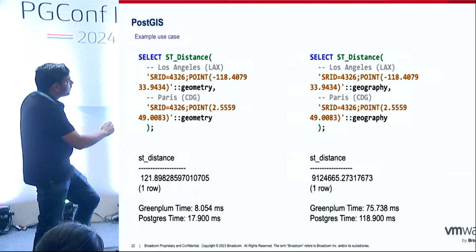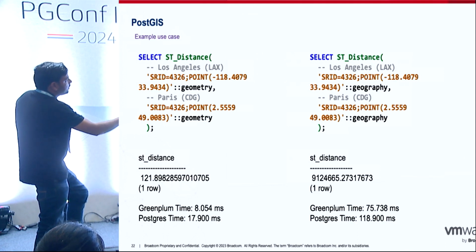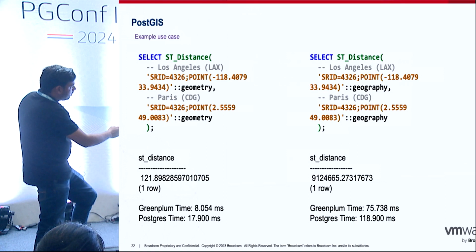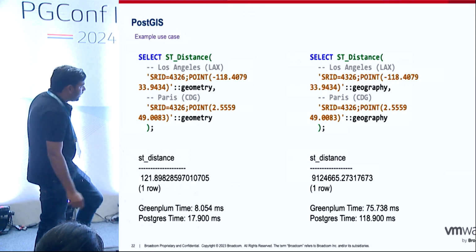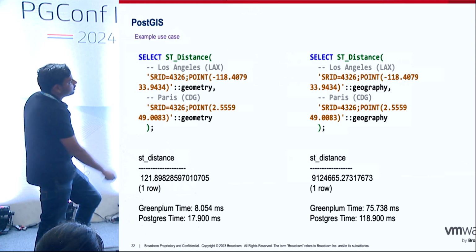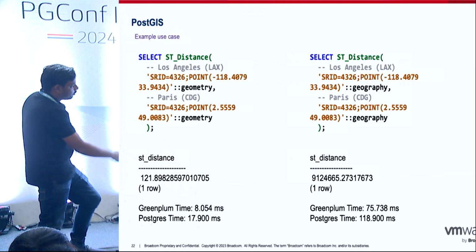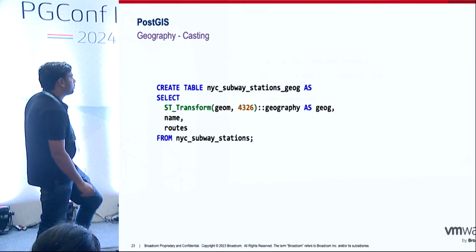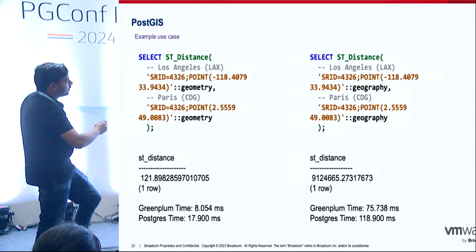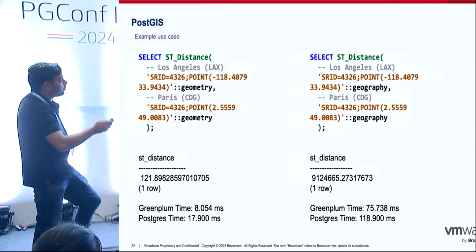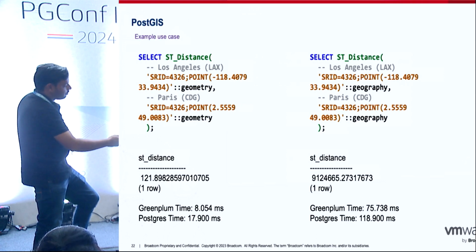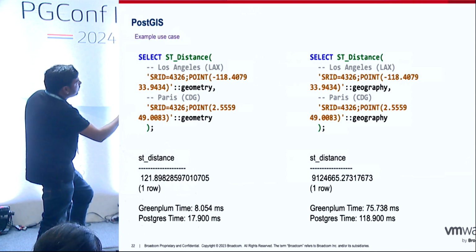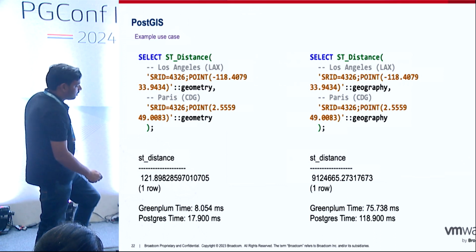You can see the calculation between geometry and geography. Geometry was taking less time, around 8 milliseconds, but the calculation on the geography part was taking more time. So that's why we have fewer functions related to geography. PostGIS also provides typecasting between geometry and geography. So you can see the same function takes geometry as an input, and the same function takes geography as an input.